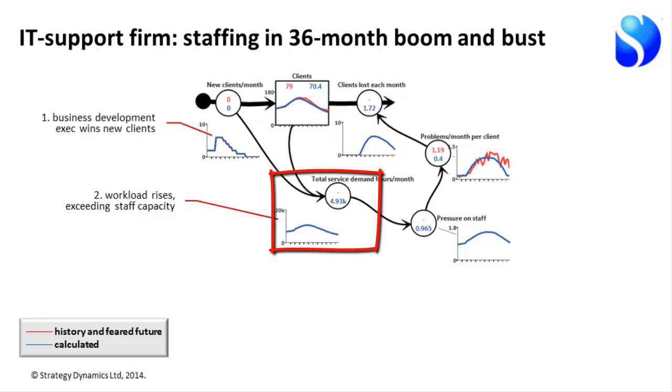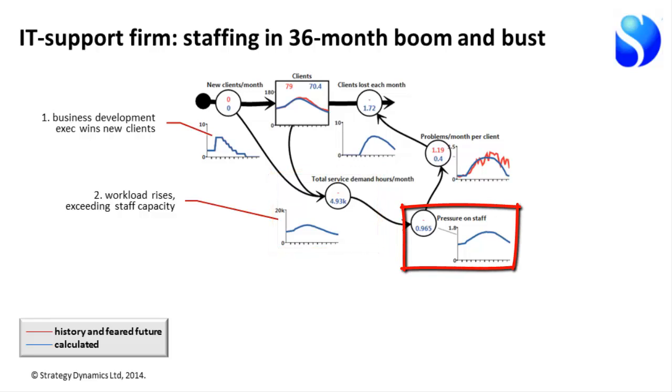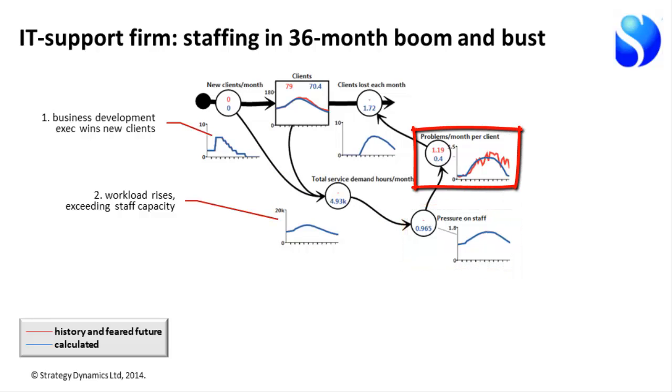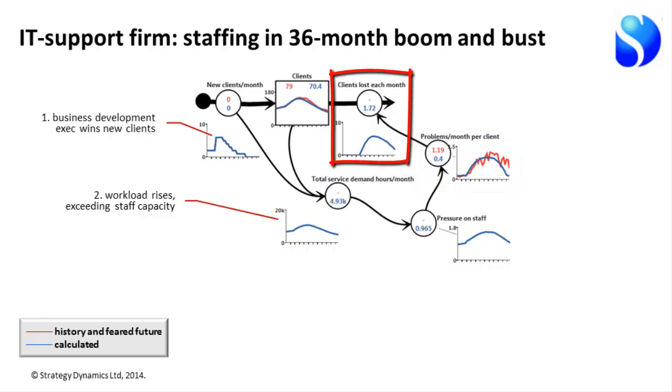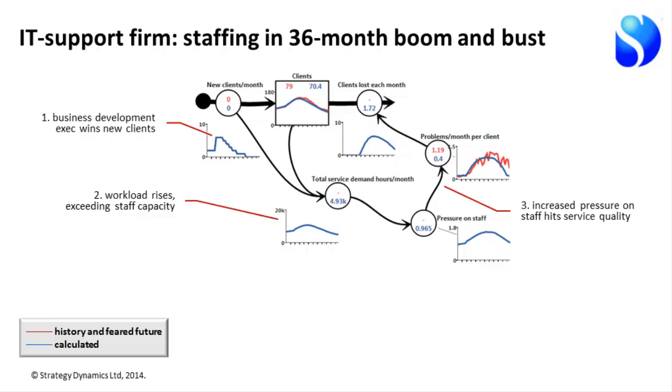Those clients drive that service demand. That service demand grew to exceed the capacity of the people to fulfill that demand. That meant that they were under pressure, which meant that they made mistakes, which meant that the clients were experiencing problems, which means that the clients eventually said, hey, I've had enough of this, I'm going. And previously, you noticed there weren't any people going. The clients were very happy. But now we've got a situation where they're not very happy. So the workload rises, exceeding staff capacity, and the increased pressure on the staff hits the service quality.